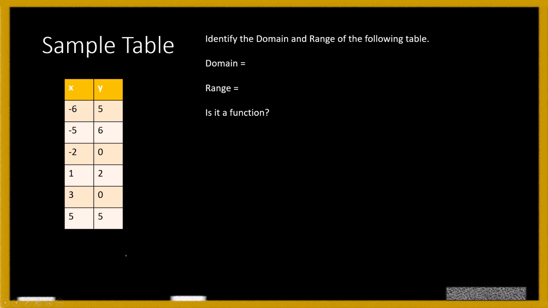Here's our first sample table. We have our coordinate points listed in our table, x and y. And so we need to figure out what is the domain, what is the range, and then using our definition of function, which is a one-to-one relationship between the x and y values, where x is only paired with one y, we're going to decide if this is a function or not.